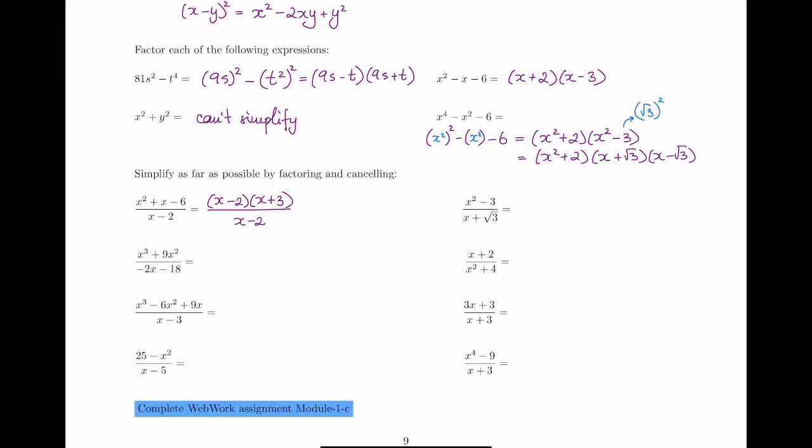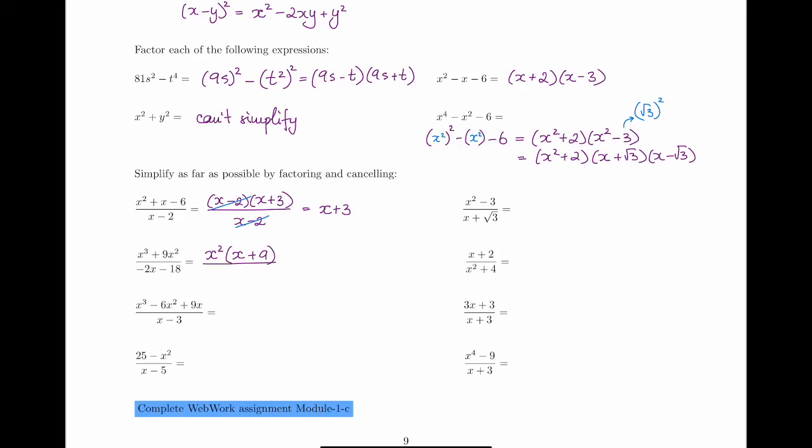Now, once I factored it out, remember that only common factors can get cancelled. So once I have factors, I can indeed cancel out the two terms, and altogether, I will have x plus 3 remaining. In the next example here, let's take a look at what we have. So the two terms on the top have x squared in common, so I can factor that out, and I will have x plus 9 remaining.